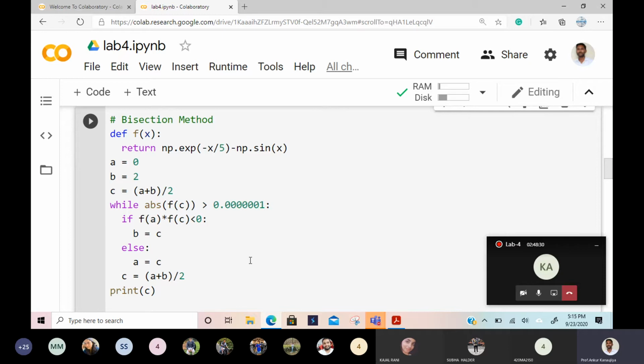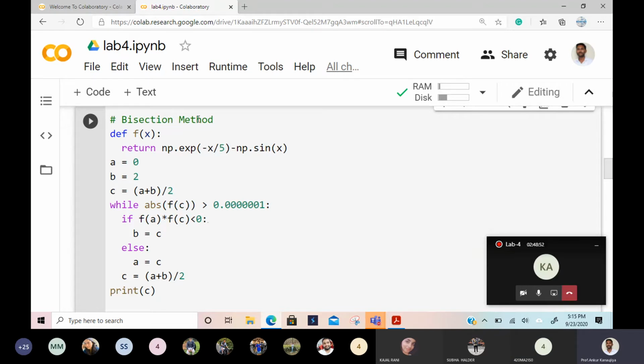So that's why I wrote if product is negative, then we'll choose the interval AC. Otherwise, we will not choose the interval AC. We'll choose the reverse. That's why else. That is clear now? Yes, sir. One opposite sign means one is positive, one is negative, which means the product is negative. That's why F(A) F(C) is negative. Yes, sir. I understood.